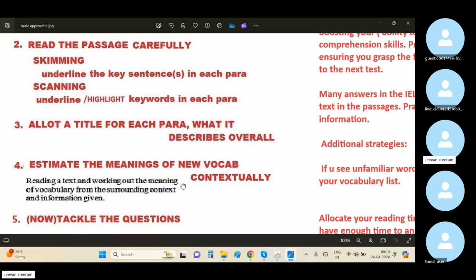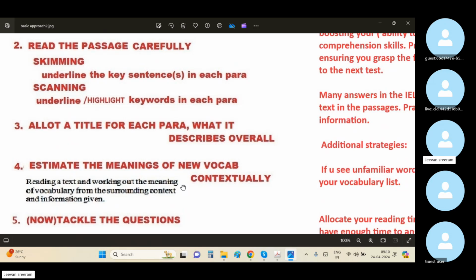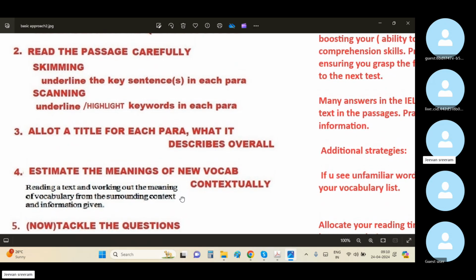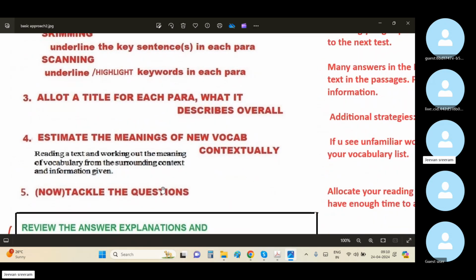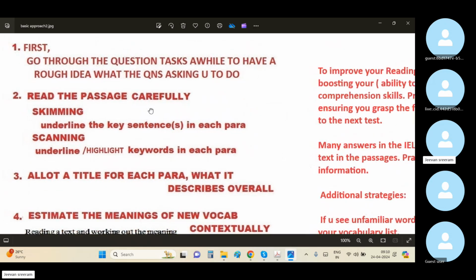And then you have to move on to the questions once again. So please observe that the method starts with checking out the questions and ends with answering the questions. The first step is underlining the keywords you want to answer.